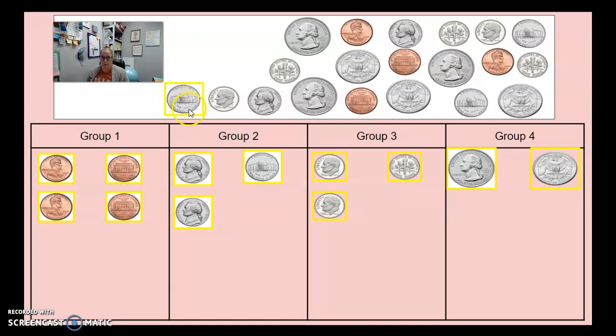Next one we have, okay, I have a picture of this one. Where is it going to go? Group 1, 2, 3, or 4? That's right, it's going to group 2. Is it going to go on the head side or the tail side? It's going over to the tail side.